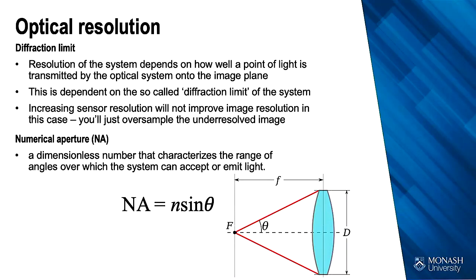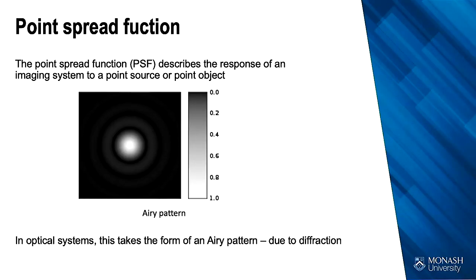So what's this point spread function thing? Basically it describes the response of the imaging system to a point source, a point of light, or a very small object. And what you essentially get if you have something that's very small, beyond the diffraction limit, is an Airy pattern. It's a bit hard to see there, but there are actually rings coming off that. And so that is what a very, very small object will look like on your image.